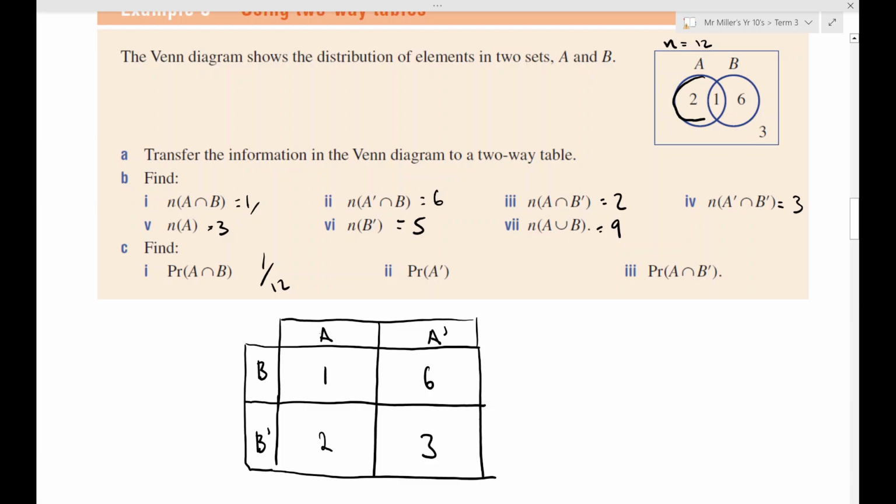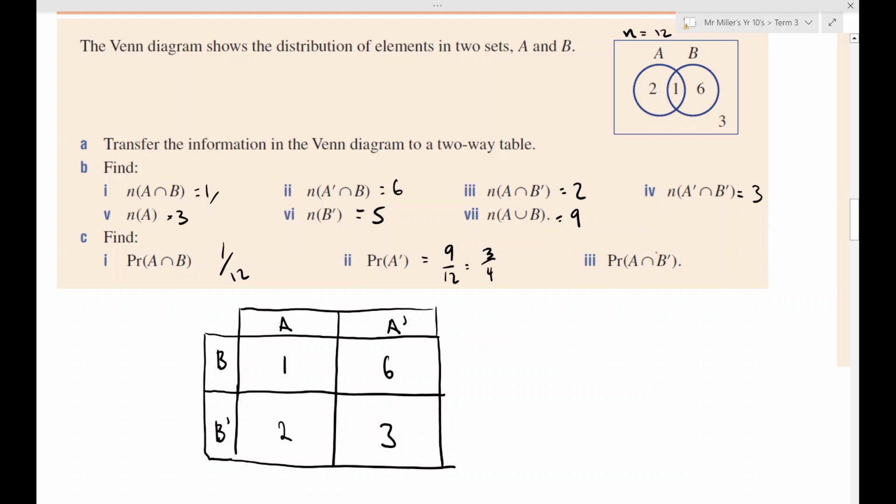Probability of not A. So here's A. Everything outside of A is going to be 6 and 3. So 6 plus 3 is 9. So 9 things that are not A. It's going to be 9 over 12. We can simplify that to 3 upon 4. But we'll keep both answers in.